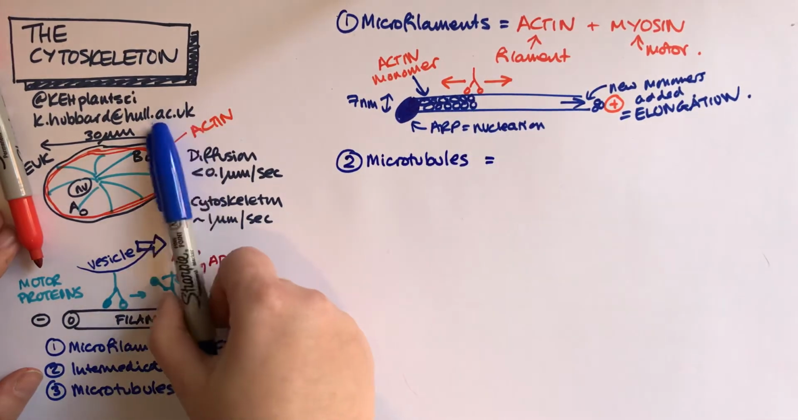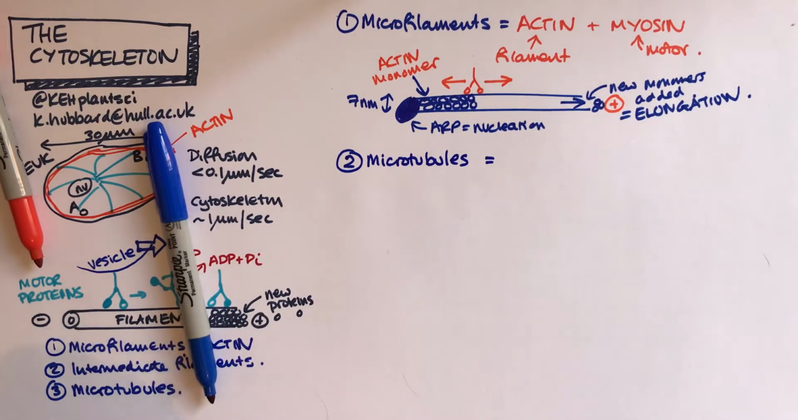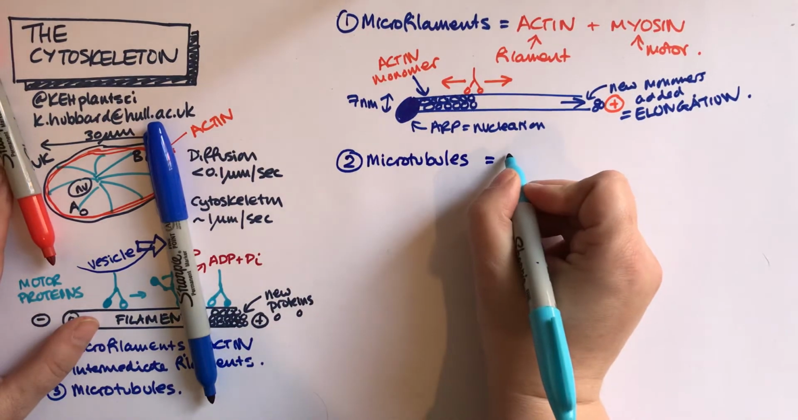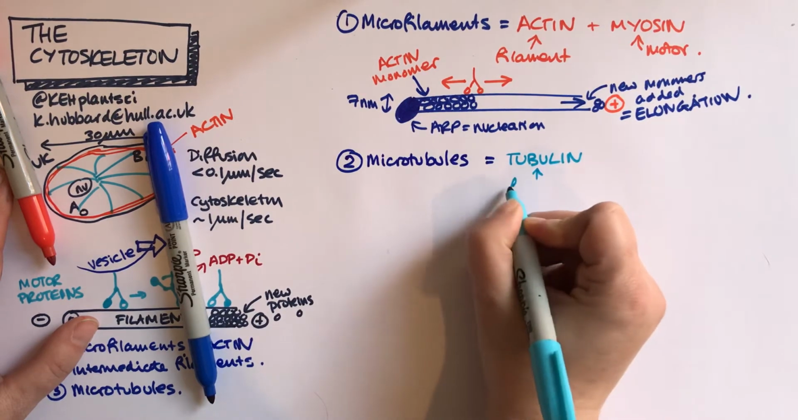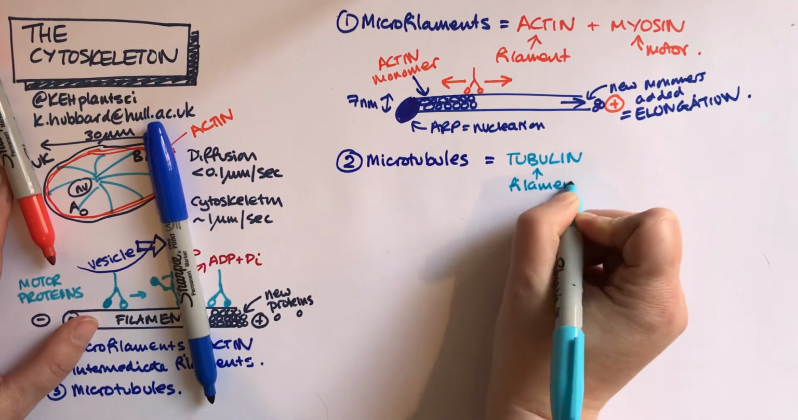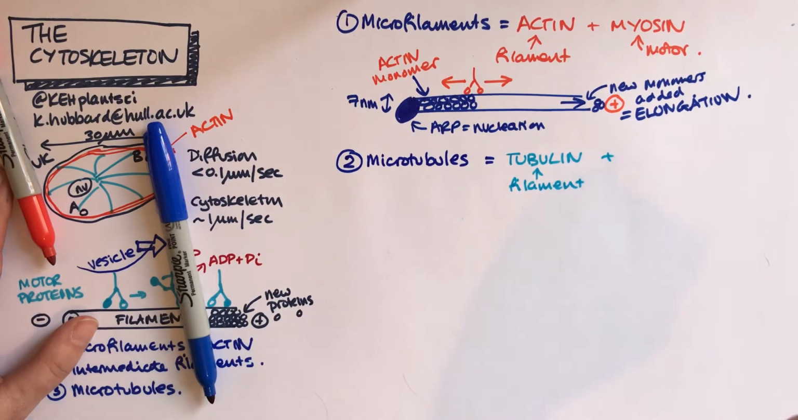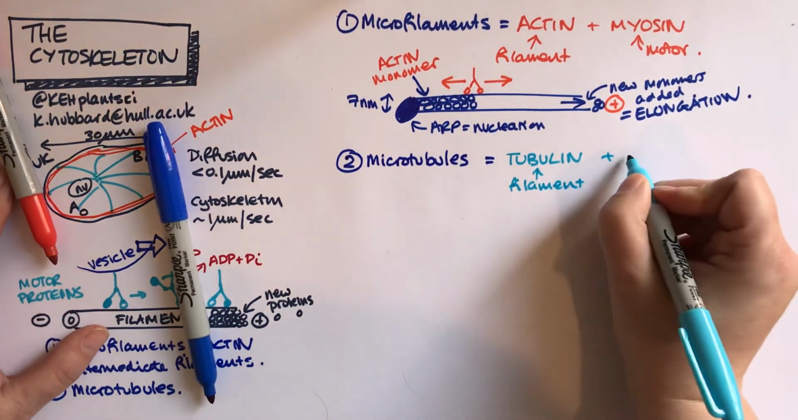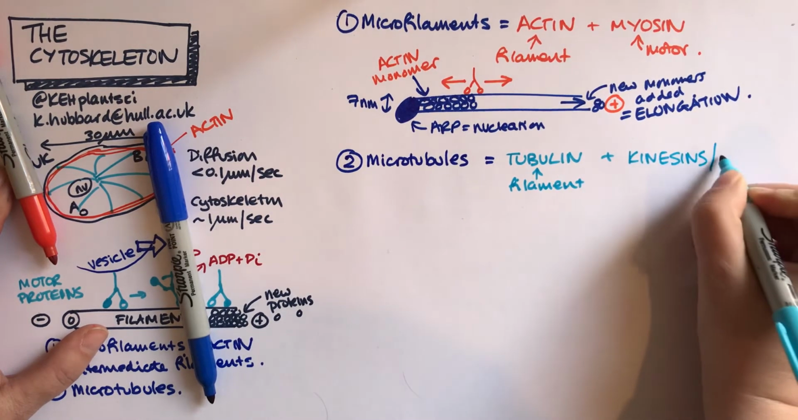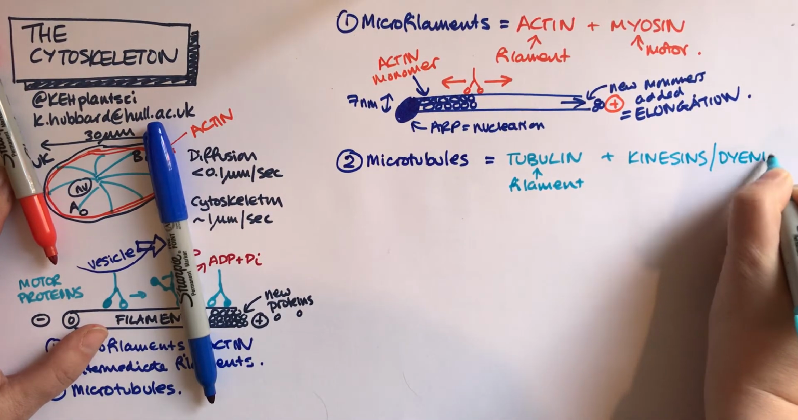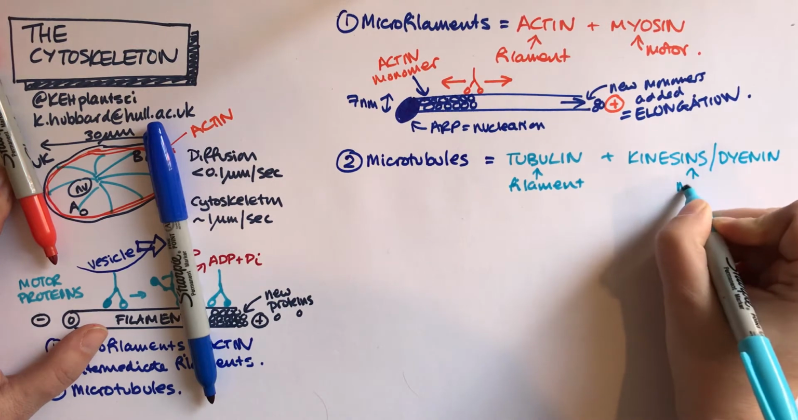So for microtubules, which I'll do in blue, tubulin is the filament protein. And we have two types of motors for microtubules. We have kinesins and dynein. And these are the motors.